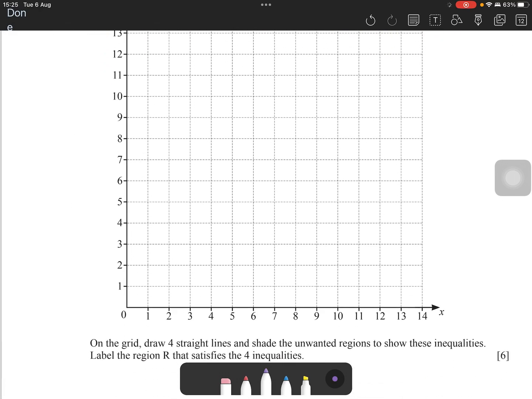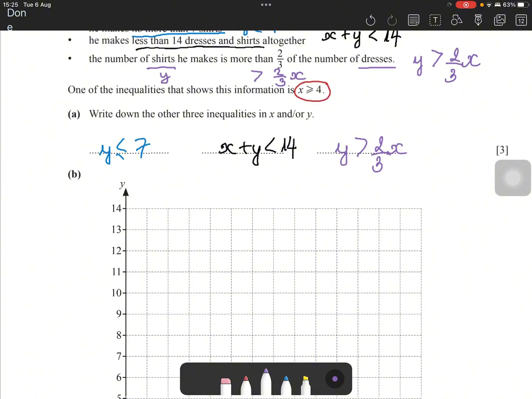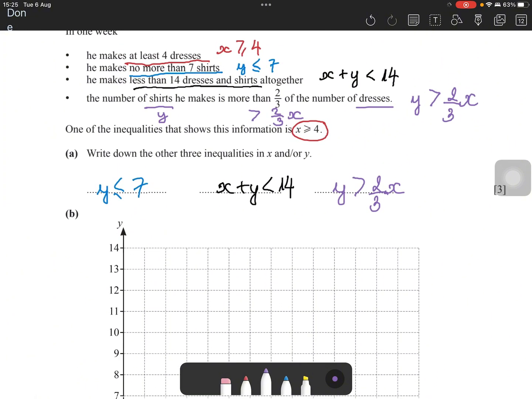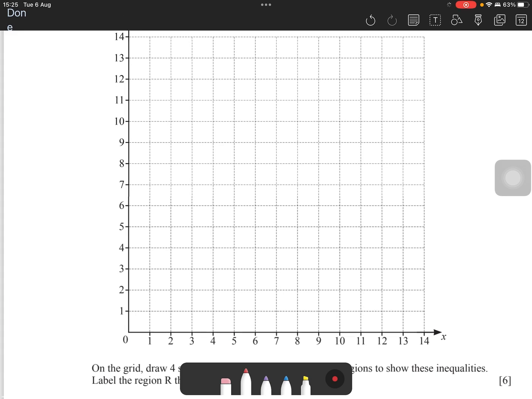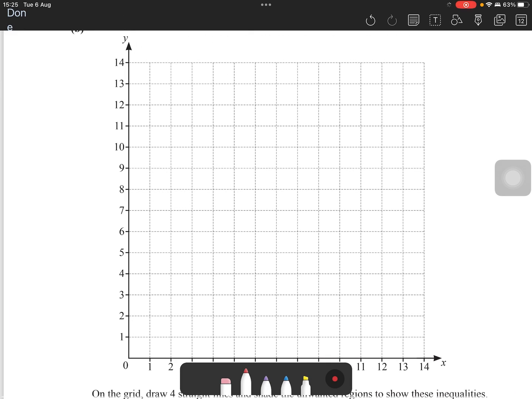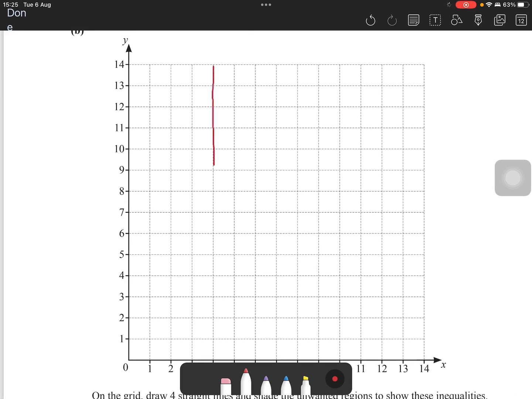B. On the grid, draw 4 straight lines and shade the unwanted regions to show these inequalities. Label the region R that satisfies the 4 inequalities. So the first inequality is a red line. X is greater than or equal to 4. It is a solid line because there is an equal sign.